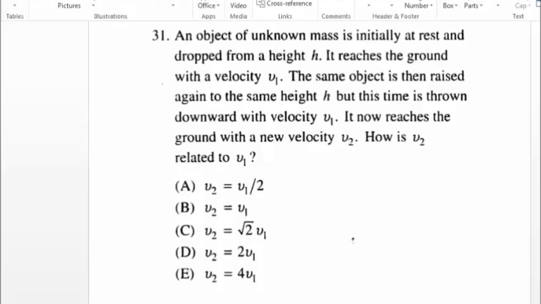Okay. Now that means to start with, it had a kinetic energy of half mv1 square. To that, it reaches the ground with a new velocity v2. So half mv1 square plus half mv1 square, that is what we get, mv1 square is the energy.